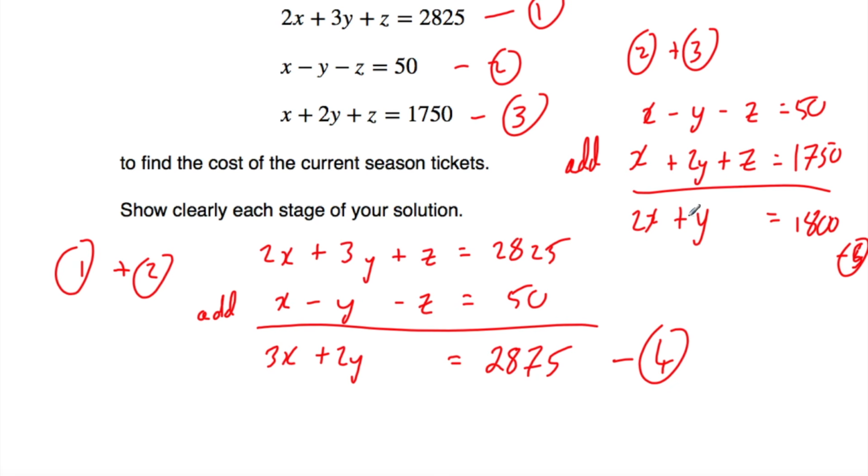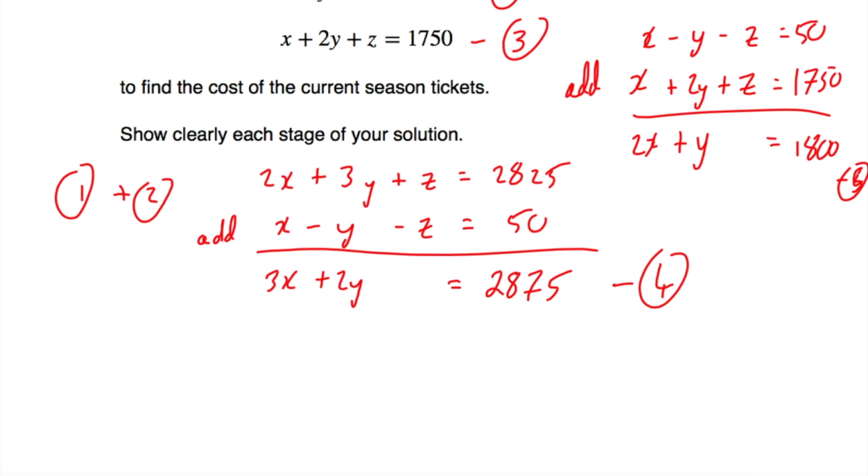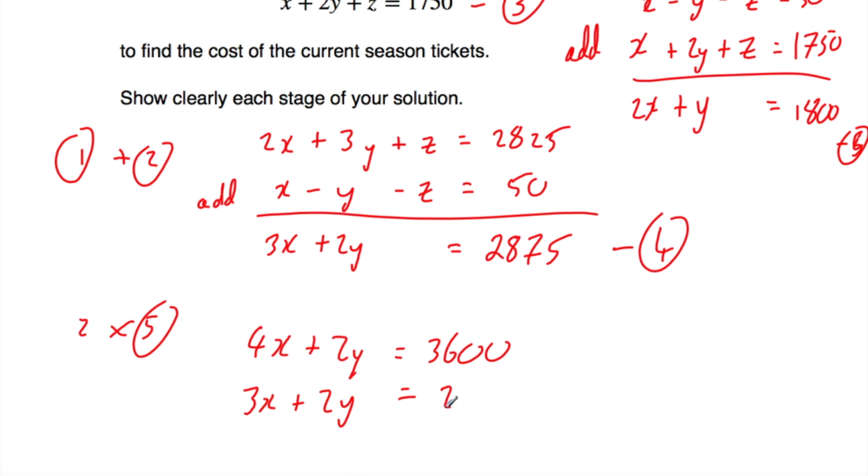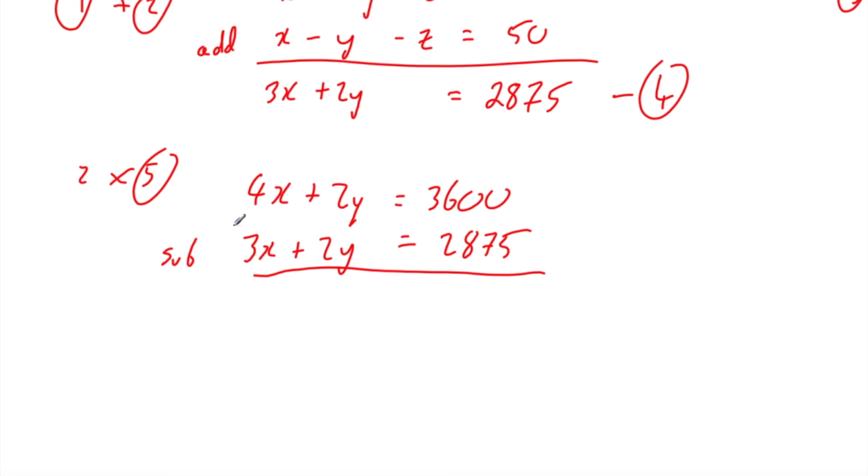We've now got two equations, equation 4 and equation 5, that do not have z's in them. So now let's have a look at them. We've got y and 2y, so what I'm going to do is double equation 5. 2 times equation 5 would be 4x plus 2y equals 3,600. And we've got equation 4 here, which is 3x plus 2y equals 2,875. If we take them away, we'll eliminate the y's. So let's subtract.